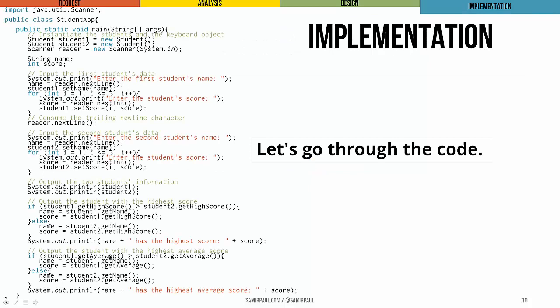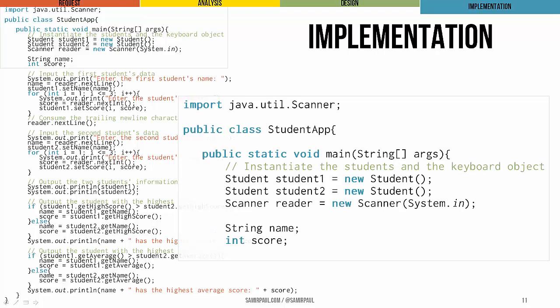So let's whip through this code at lightning speed. I encourage you to pause the video or rewind it so you can read the code a little more closely whenever you feel the need to. We'll start with the chunk at the top. Everything here looks fairly straightforward. We're just declaring our class, student app. This is our view class. We're assuming we already have the student class from last time, and we're just entering our main method.